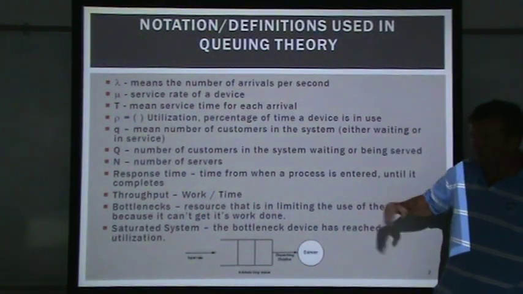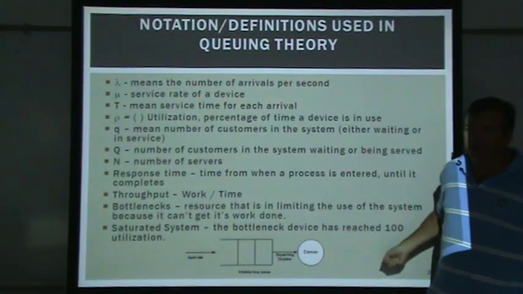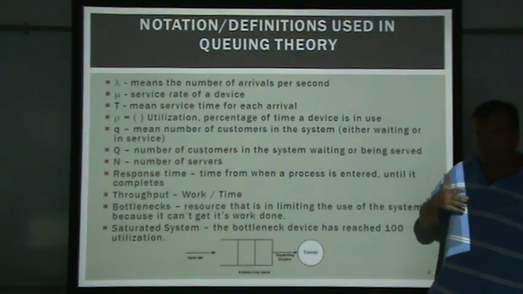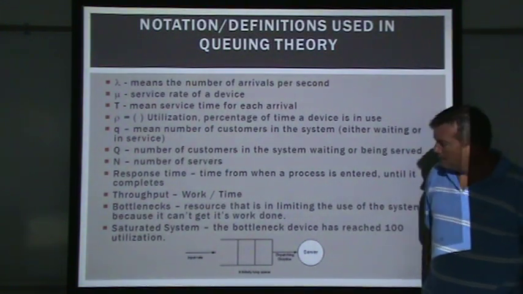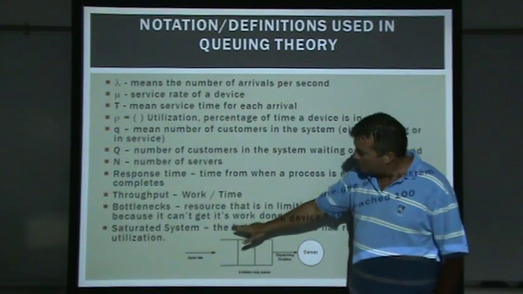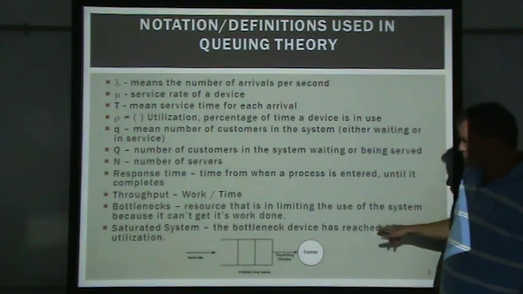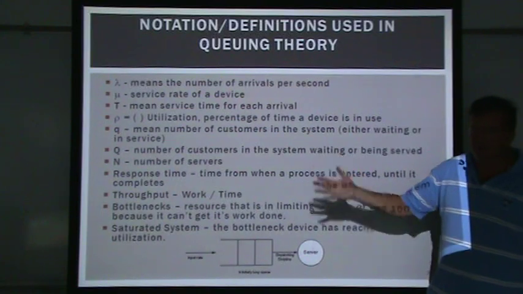And then once the bottleneck hits 100%, we really can't let more processes in because that queue would then theoretically build up to infinity, and then nothing would get done. So once the bottleneck system reaches 100% utilization, that's it. Our system can't take any more.